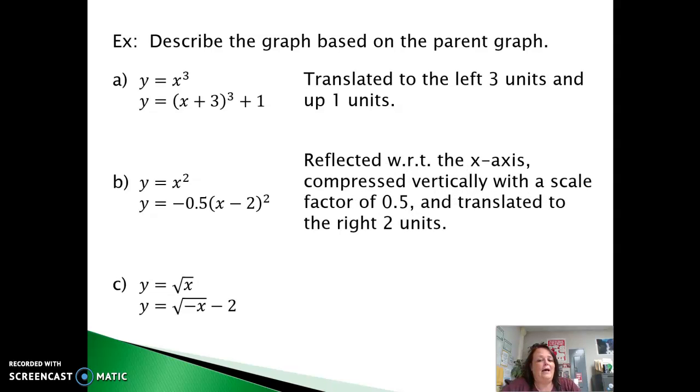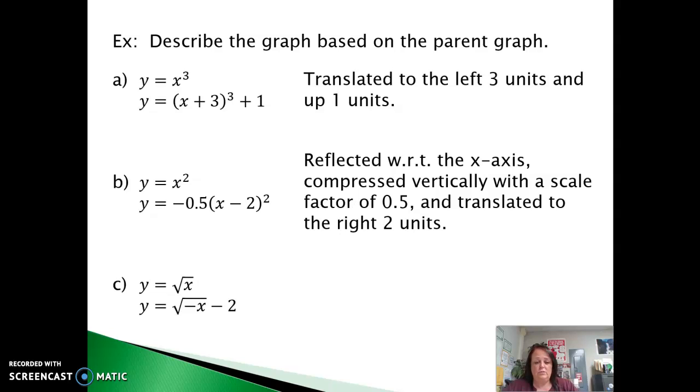So the negative on the outside is a vertical change, so I'm reflecting with respect to the x-axis. And then ignoring the negative, the 0.5 is a number less than 1, and it's vertical, so we're going to leave it alone. And since that's less than 1, we're going to compress vertically with a scale factor of 1/2 or 0.5. And then the value of x that makes the parentheses 0 is positive 2. And so we're going to move to the right 2 units.